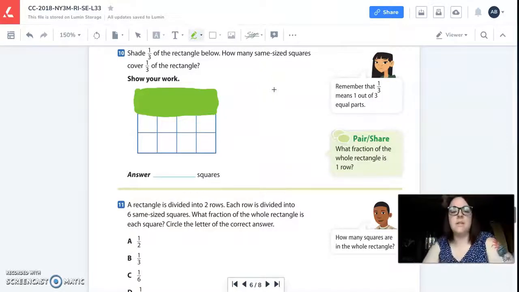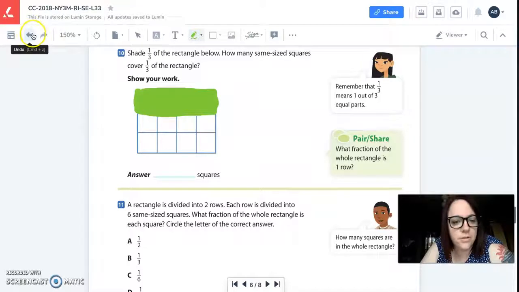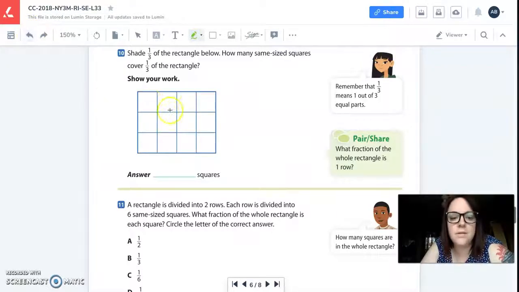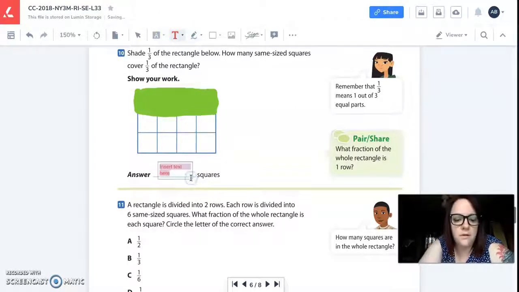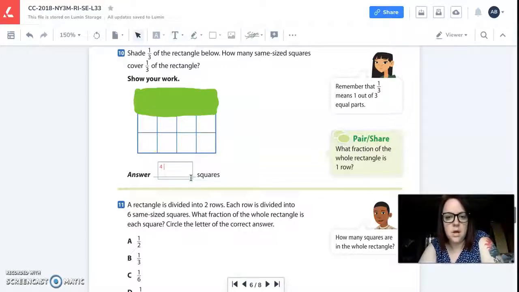Okay, how many size squares cover 1/3 of the rectangle? Well, how many did we just color? And I'm actually going to undo that to show you 1, 2, 3, 4 we covered. So our answer is going to be 4 same sized squares. Boom.